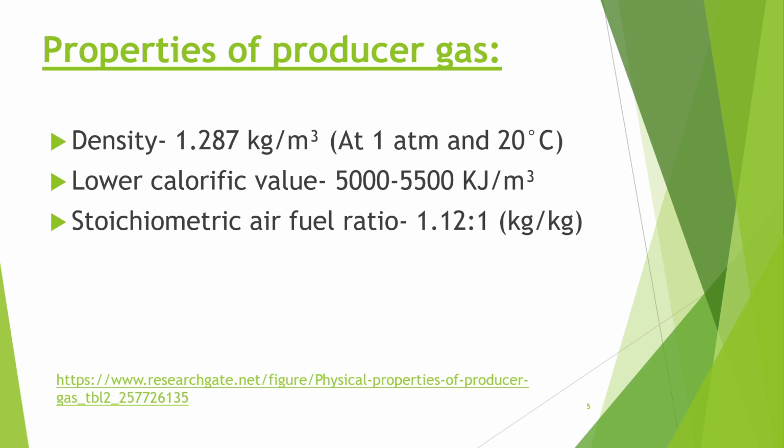Then comes lower calorific value. Calorific value is the value of heat produced upon burning 1 meter cube of producer gas. That lies between the range 5000 to 5500 kilojoules per meter cube for producer gas. Then comes the stoichiometric air fuel ratio. Actually, it is the ratio of air required for 1 kg of producer gas to be burnt. That comes to be 1.12 to 1.